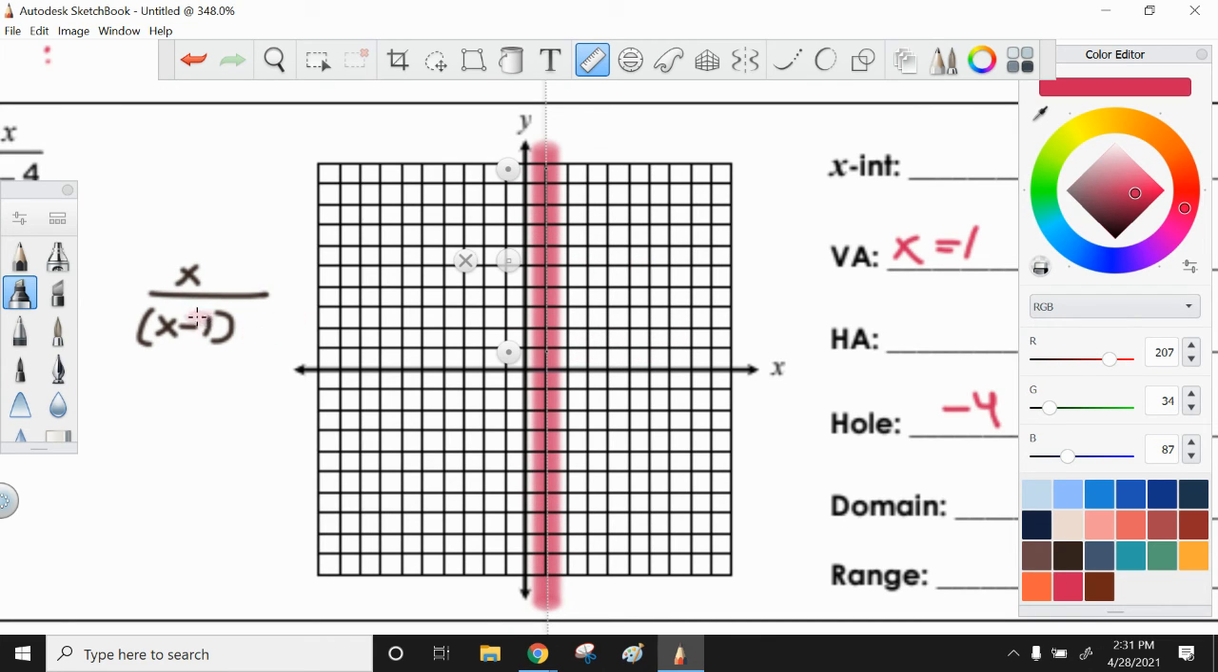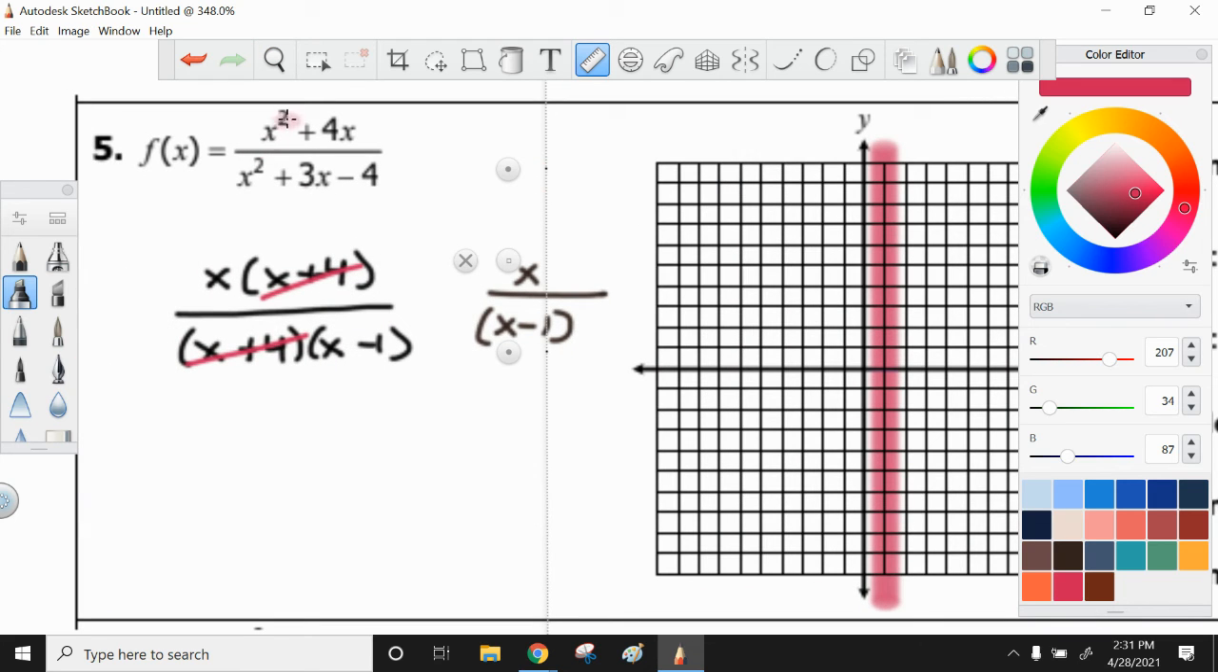And our horizontal asymptote would be to compare the degrees. We've got a 2 and a 2. And so those are the same. So it's going to be leading coefficients, which is going to be 1 over 1. So we'll have a horizontal asymptote of 1.